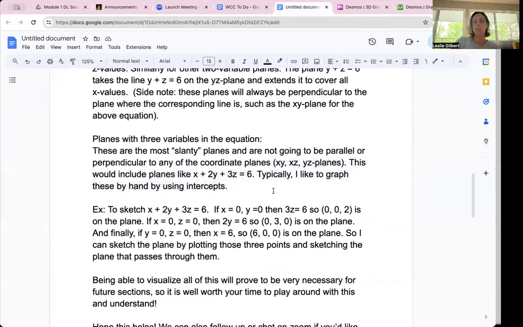So I usually like to graph something like this using intercepts. So if I'm going to sketch something like x plus 2y plus 3z equals 6, then I'll do things like say, okay, well, what if x and y are 0? Then z is going to have to be 2 in this case. So 0, 0, 2 is one of the points.